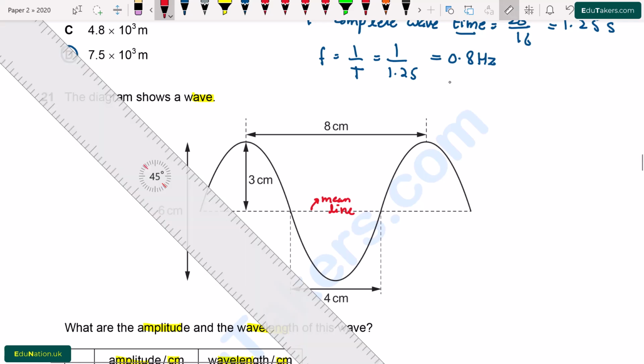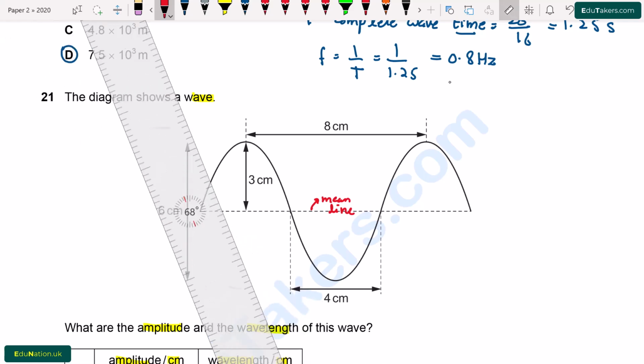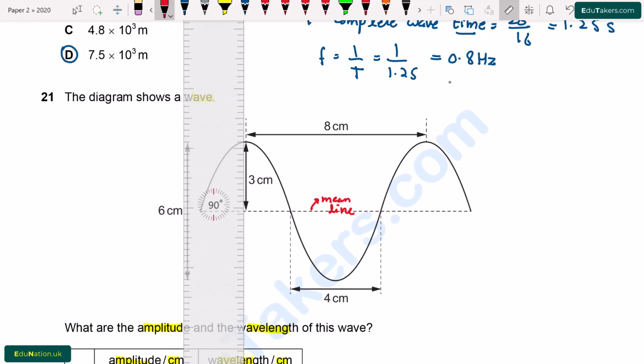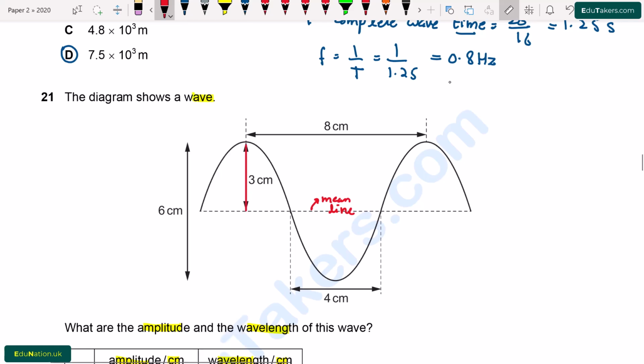Now I will draw the distance which is equal to amplitude. This distance is also shown by this arrow, which is given as 3 centimeter. It means that amplitude is equal to 3 centimeter.